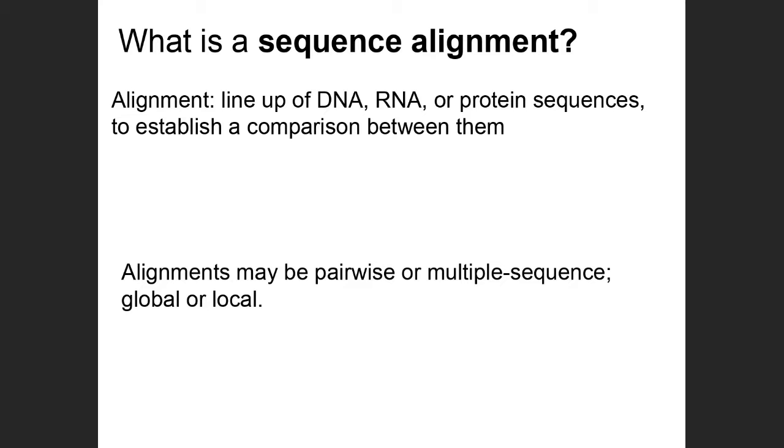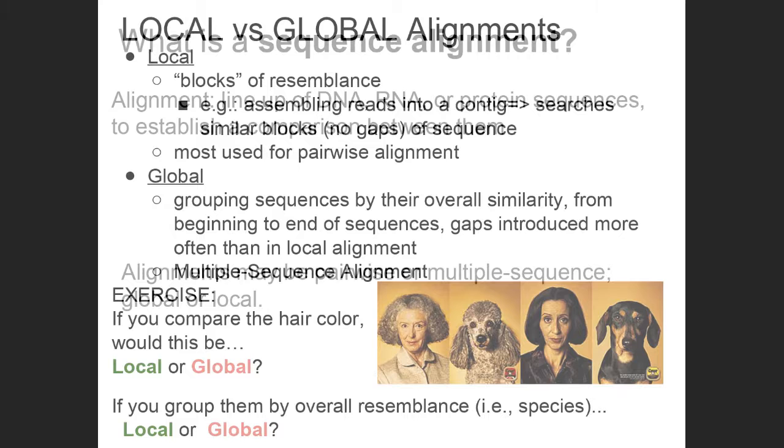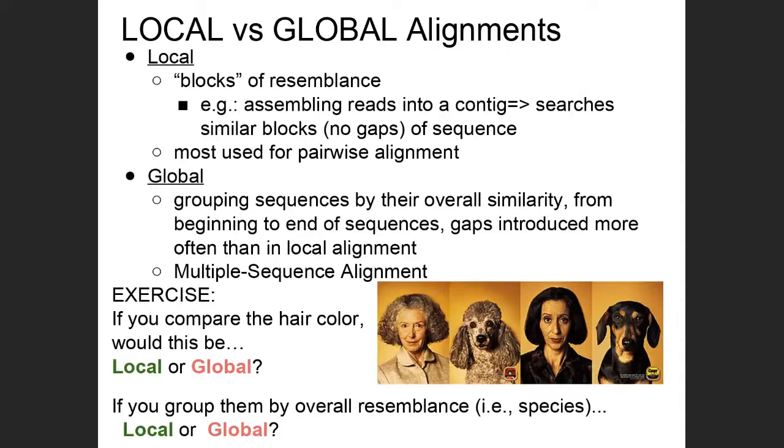And here are the types of alignments, and maybe I'll show you now an exercise of let's think what is different. So the local is looking for blocks of resemblance. So if I am doing pairwise comparison, I'm comparing this lady and this dog, and then this lady and this dog. If I am doing this locally, maybe I'm focusing on the hair, so that hair with the hair of the dog.